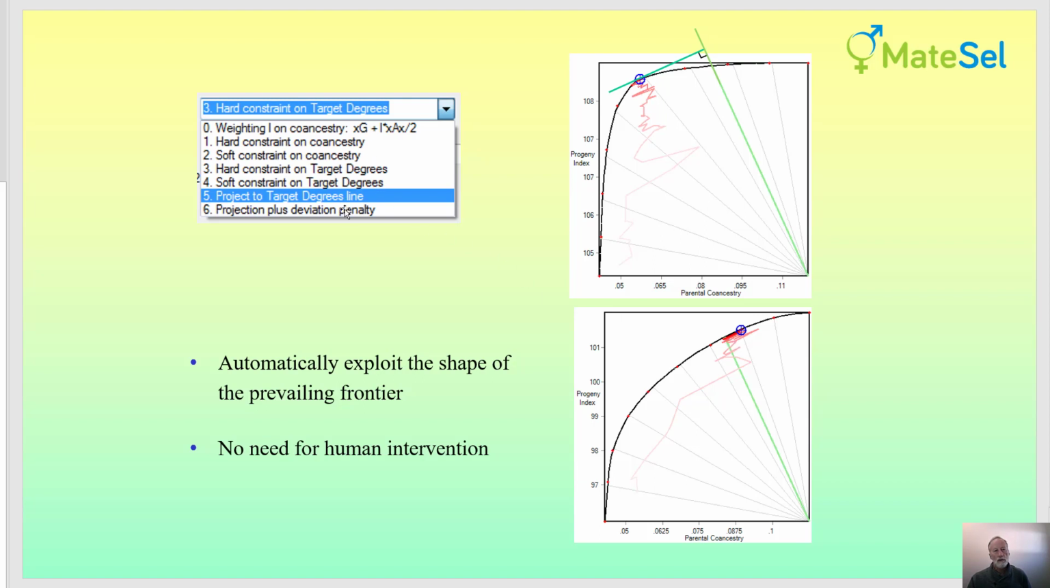Okay, we've gone through those different balanced strategies. Hopefully you got a feel for them. The importance of these last two, particularly number 5, is that we don't have to look at the graph, or if we don't have the opportunity to look at the graph because we're doing batch runs and doing them automatically, and we want to exploit the shape of the curve each time, this is the way to go because it'll do that for you. So especially where you do not have time to look at graphs and you're running batch mode, it's worth doing the research to work out what your policy would best be if you're using project to target degree line.